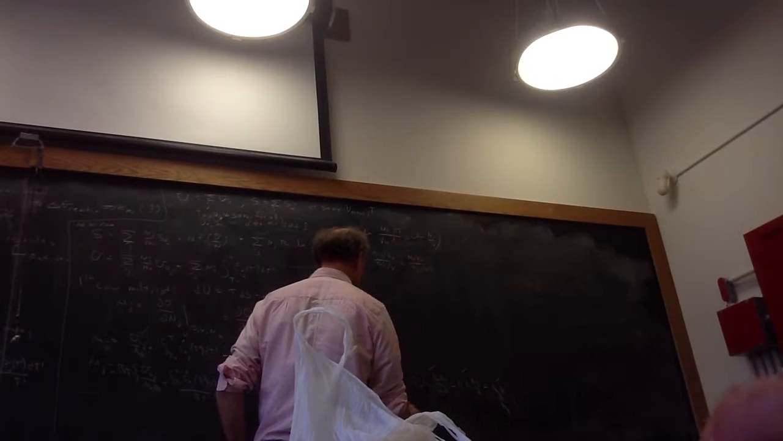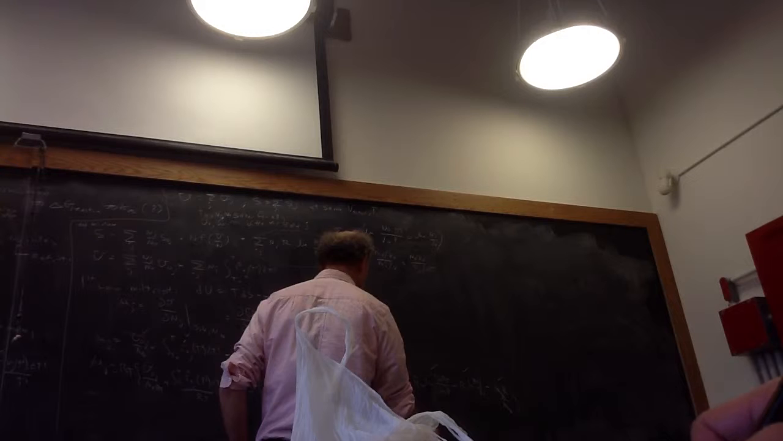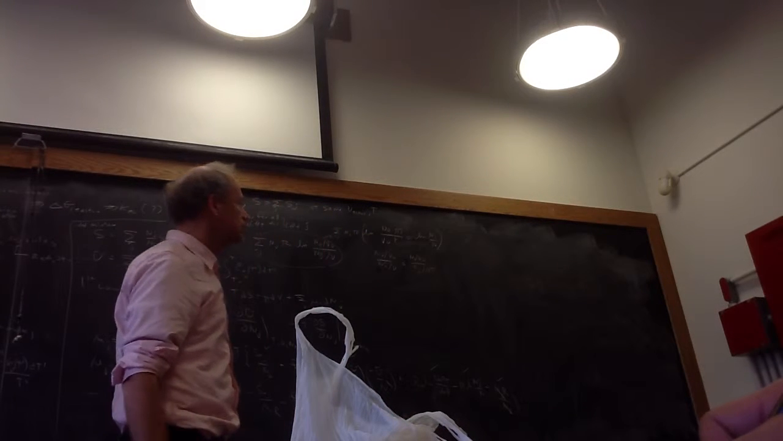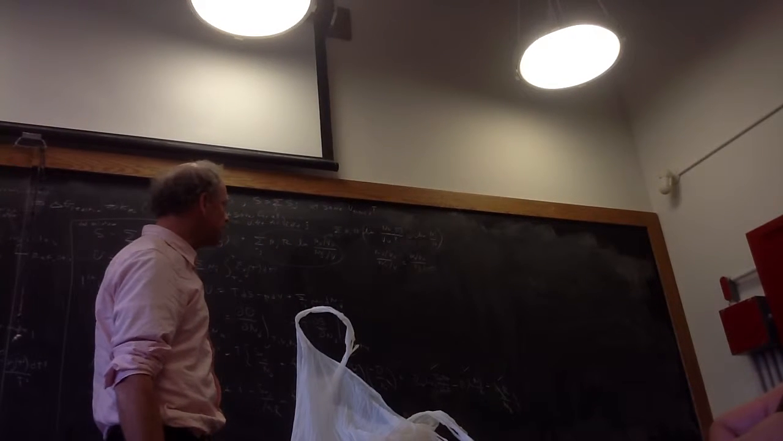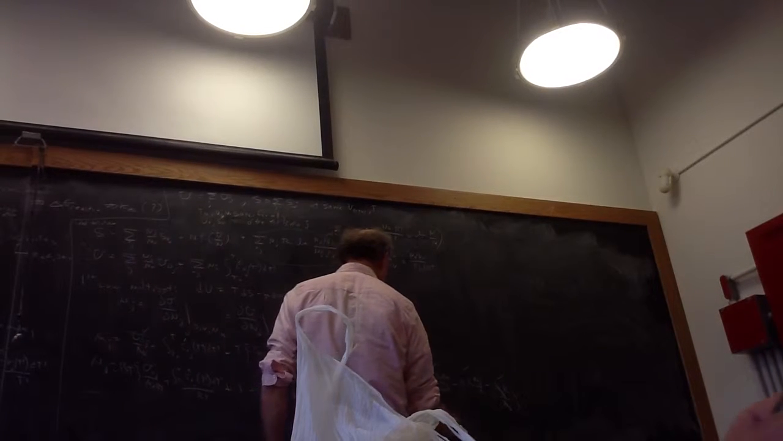So I have RT n0 over v0. And now I should have a pj in the denominator. So I'm going to move that into the numerator and write this as the log of pj. That's the way I want to go.